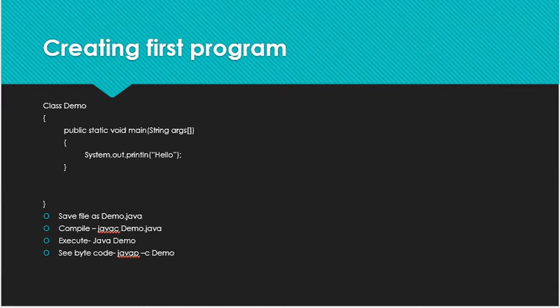After the compilation, Demo.java will convert into a .class file, which is the bytecode file, and to execute that bytecode file we use java and then the file name Demo, and after that it will give you the output. If you want to see the bytecode, you have to run the command javap -c, then Demo, which is the file name, and you will get the bytecode over the command prompt.